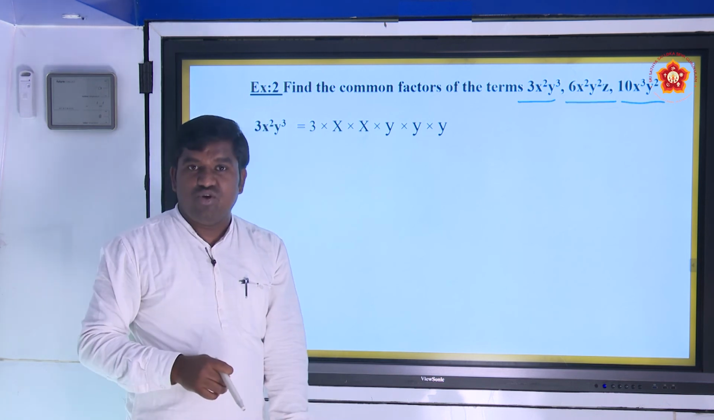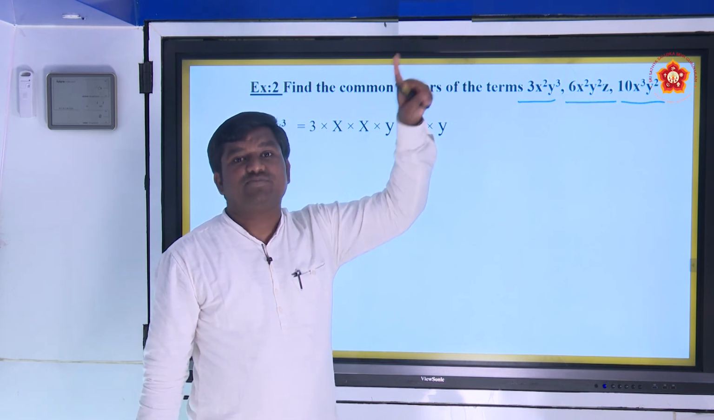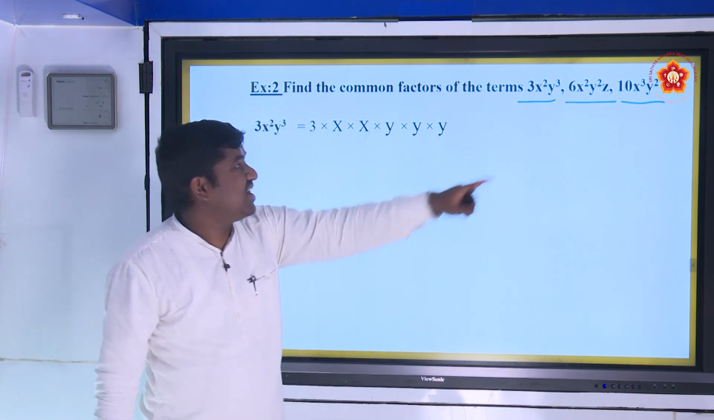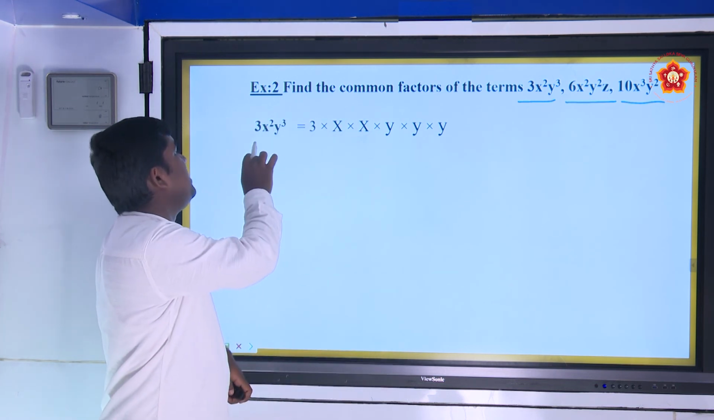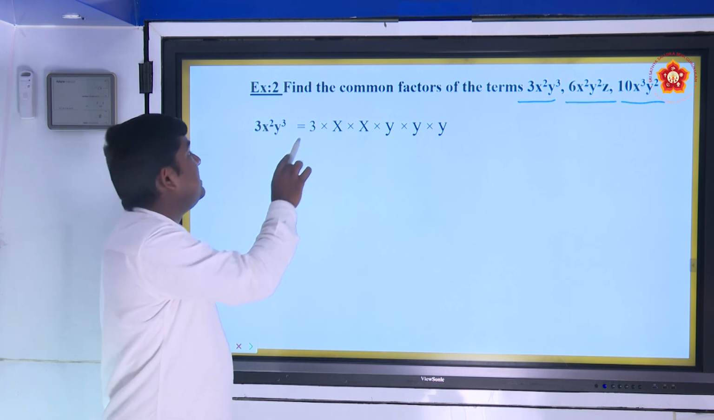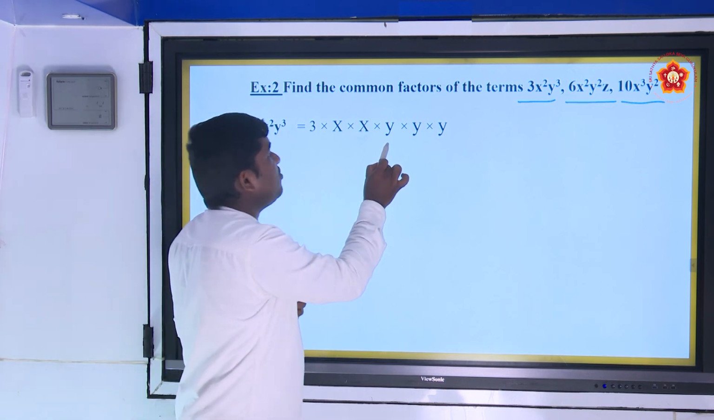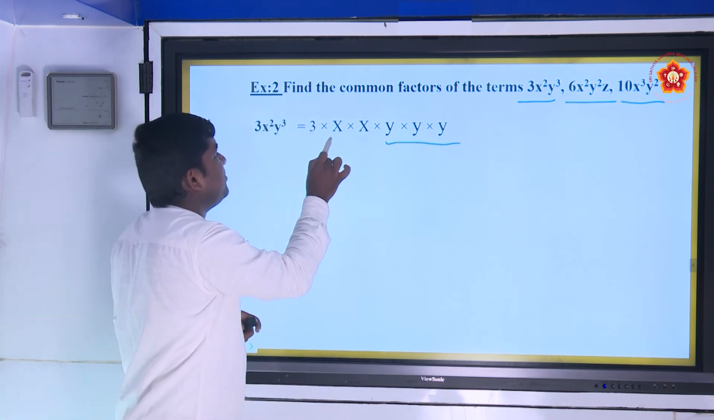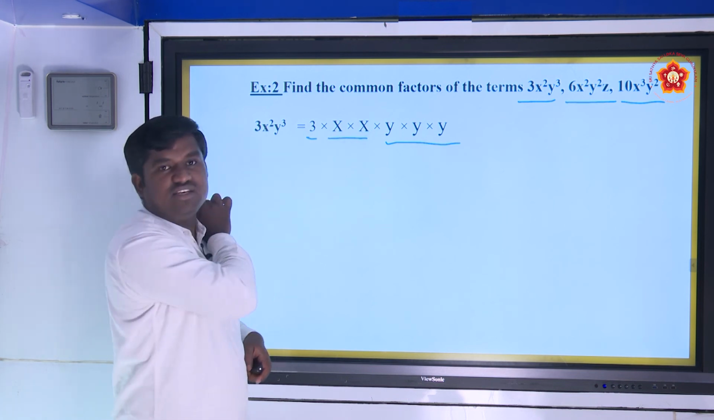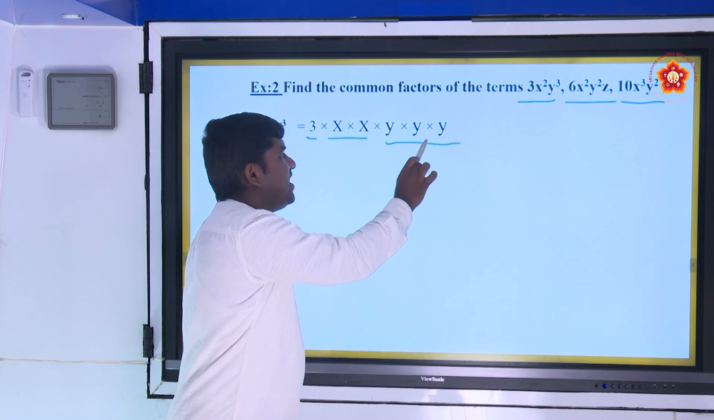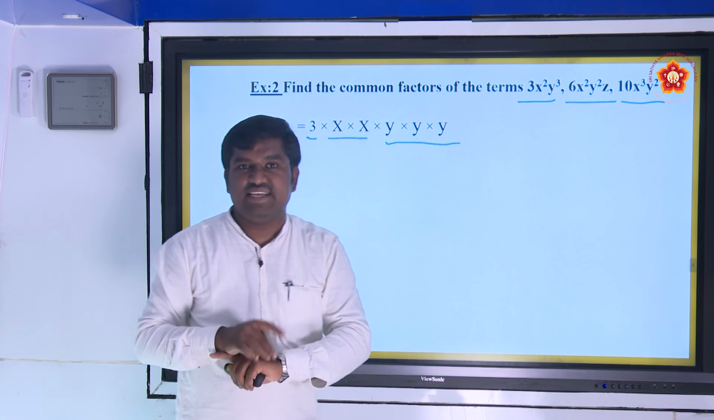If the constant is a composite number, then we have to express that in prime factors. But here 3 is a prime number, no problem. You can express it like this: 3x square y cube can be written as 3 into x into x into y cube, meaning y into y into y. X square can be written as x into x, 3 as it is. Y cube can be written as y into y into y.